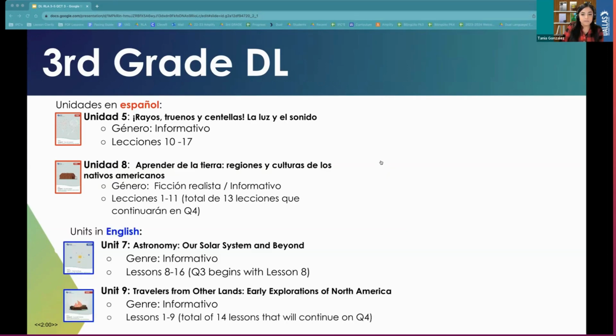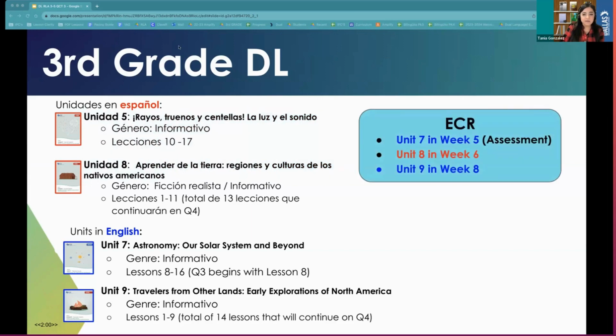And inside of your Curriculum Central, when you go to Clever, the units in English are Unit 7. We will continue Astronomy, our solar system and beyond. El género es informativo, lessons 8 to 16, and quarter 3 begins with lesson 8. We will continue Unit 7 in quarter 3. So then we will begin Unit 9, Travelers from Other Lands, Early Explorations of North America. The genre is informative. The lessons from 1 to 9 will be in quarter 3, but it has a total of 14 lessons that will continue on quarter 4.